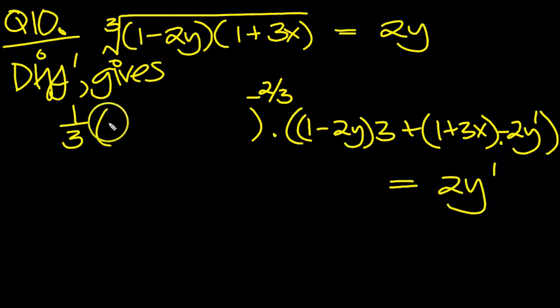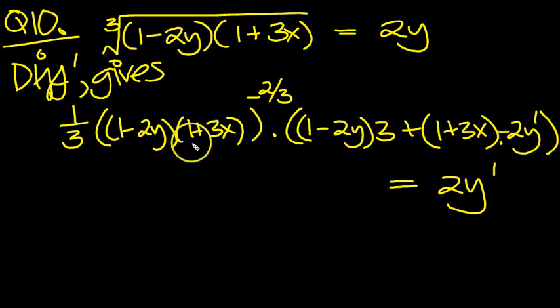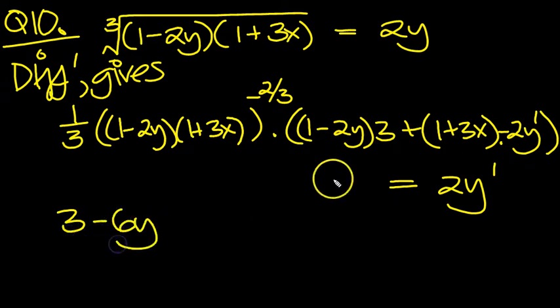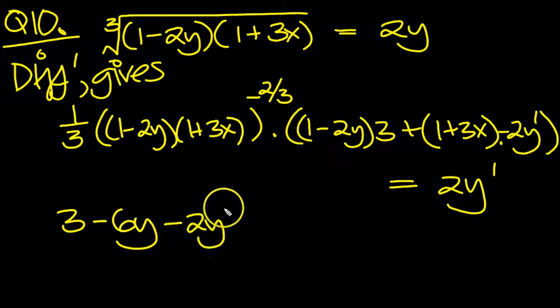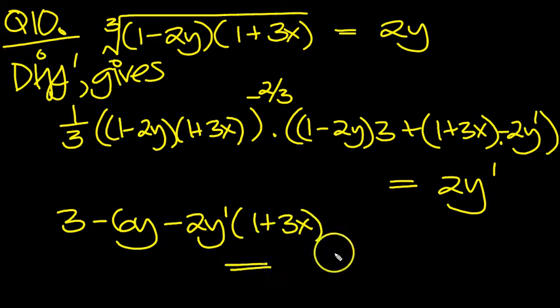This object here we can put in is 1 minus 2y times the 1 plus 3x. So let's move that then. We've got this stuff here which I'm going to expand the brackets. We've got 3 minus 6y, and then we've got minus 2y dashed times by 1 plus 3x, which I'll just leave like so, and that's equal to then 2y dashed.